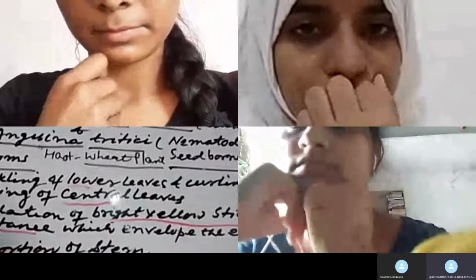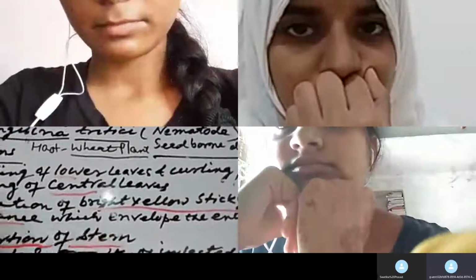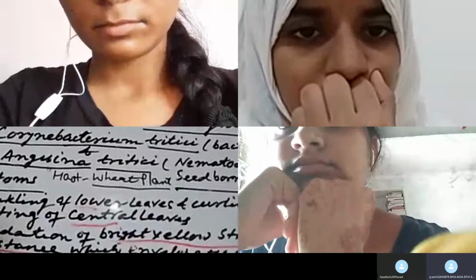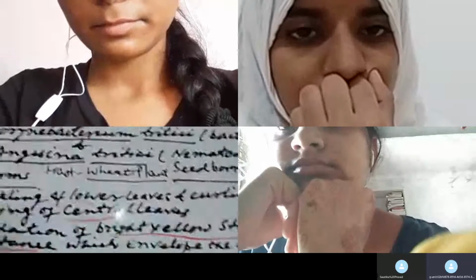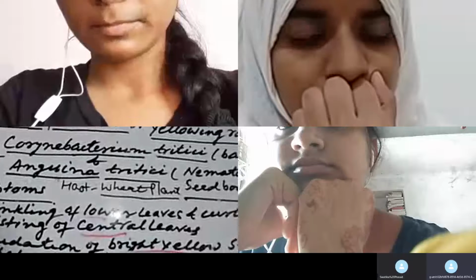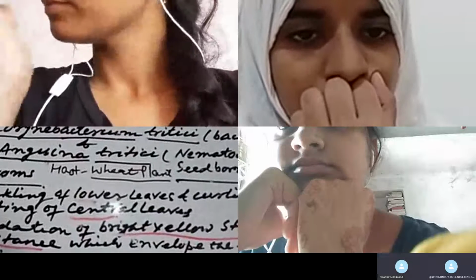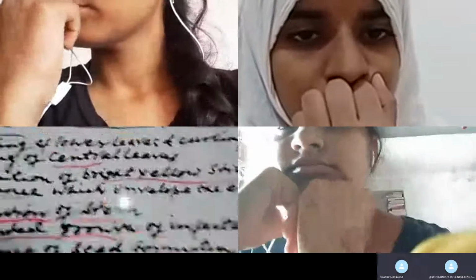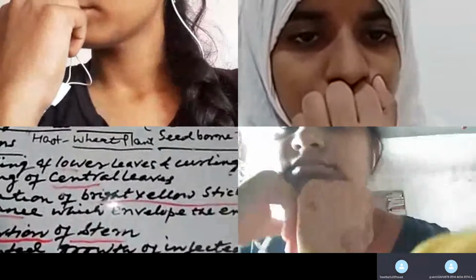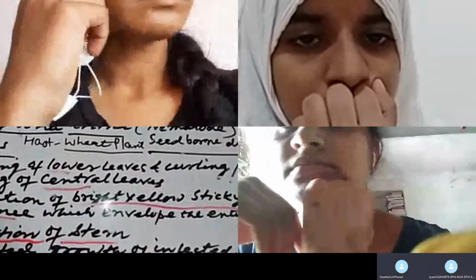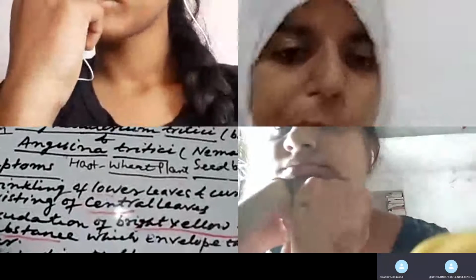The third symptom of this disease is the distortion of the stem. The fourth symptom of this disease is the stunted growth of the infected plant. The fifth symptom of this disease is the transformation. The sixth symptom of this disease is the transformation of grains into small hard galls, and these galls contain the nematode.